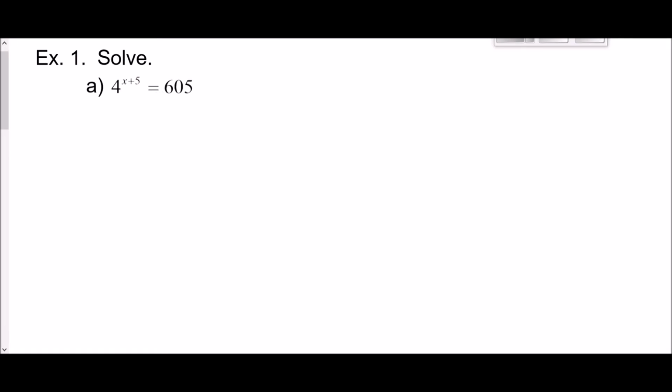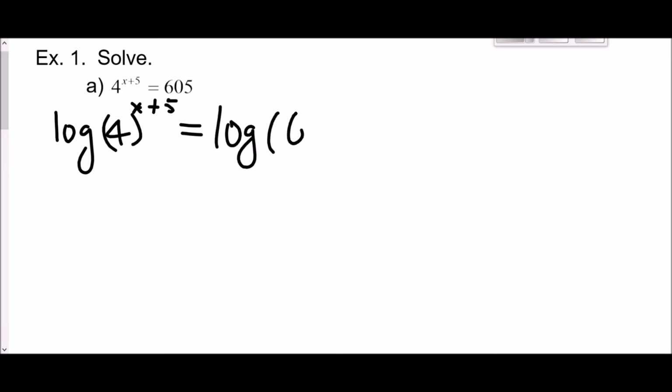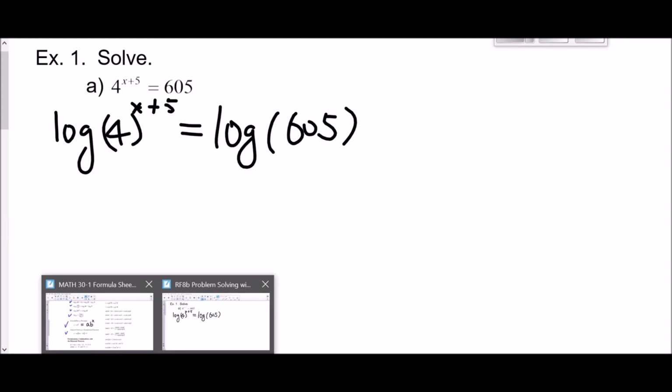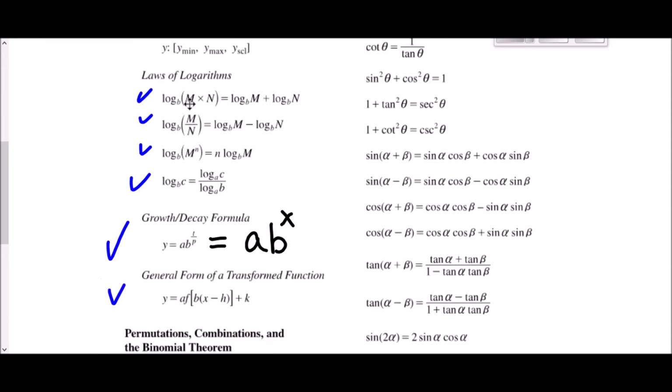So log of 4 raised to the power of x plus 5 equals log of 605. And then of course, when we solve this, we have to apply the laws of logarithm. If you don't remember them, I would suggest you go back to your notes and at least take out a formula sheet so that you know what they are. Product law, quotient law, power law, change of base law.